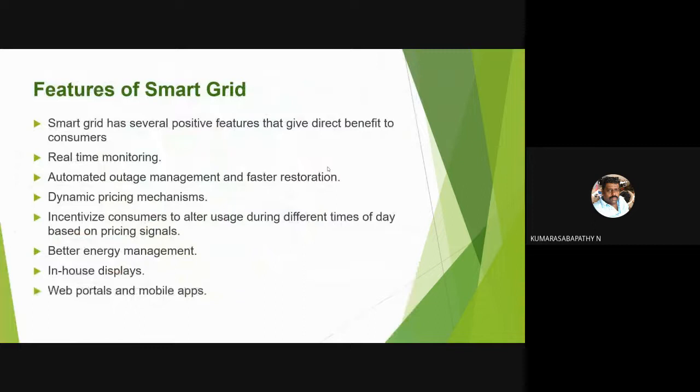So coming to the features, it has many advantages. It minimizes power generation costs, the efficiency will be improved, and the entire network can be monitored from a single computer. The national grid can be monitored from the NLDC, and we can give instructions to a state dispatch center either to increase or to decrease its generation of power. So it has many advantages.